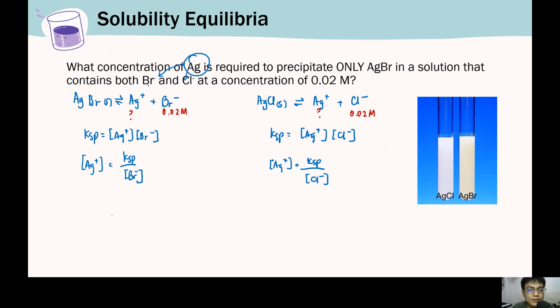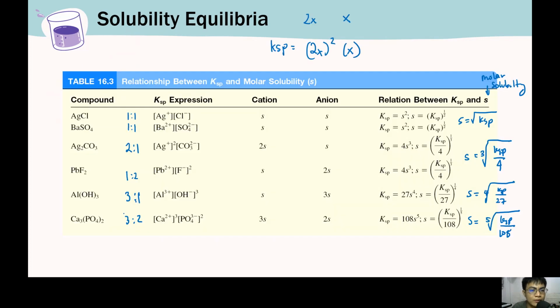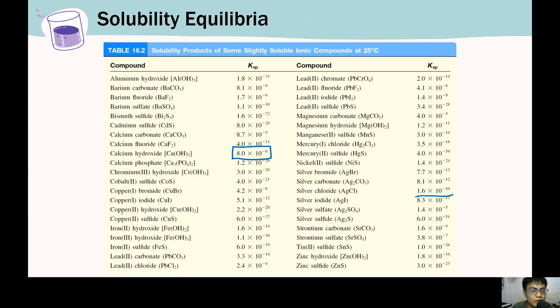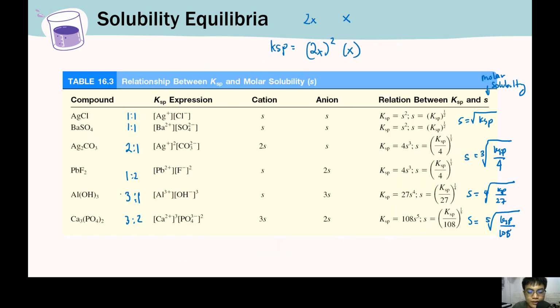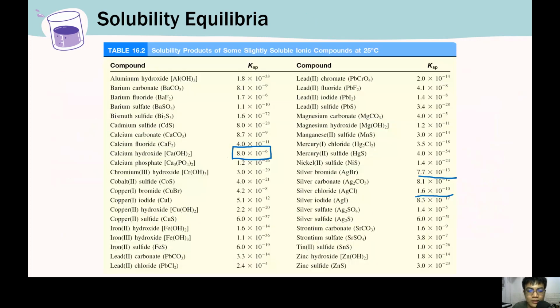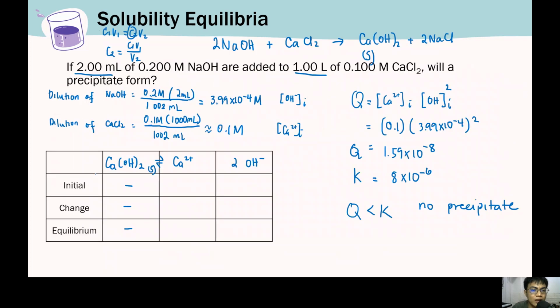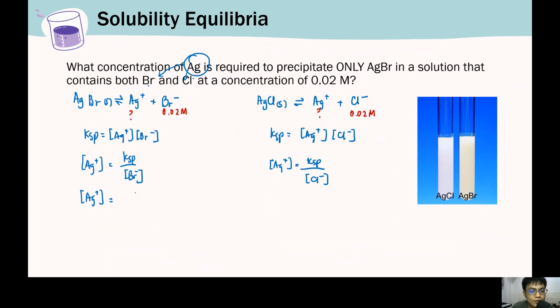So ipa-plug in na lang natin yung KSP values. Okay. For silver bromide, ano yung KSP value? I don't know. Silver bromide. Okay, so for silver bromide, that's 7.7 times 10 raised to negative 13. Ayan, 7.7 times 10 raised to negative 13. So it's 7.7 times 10 raised to negative 13.